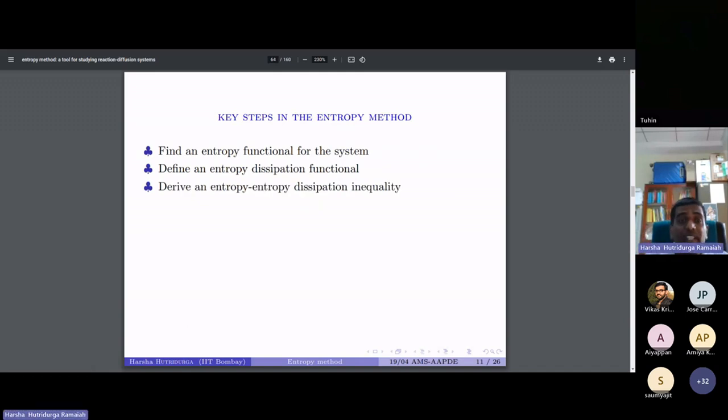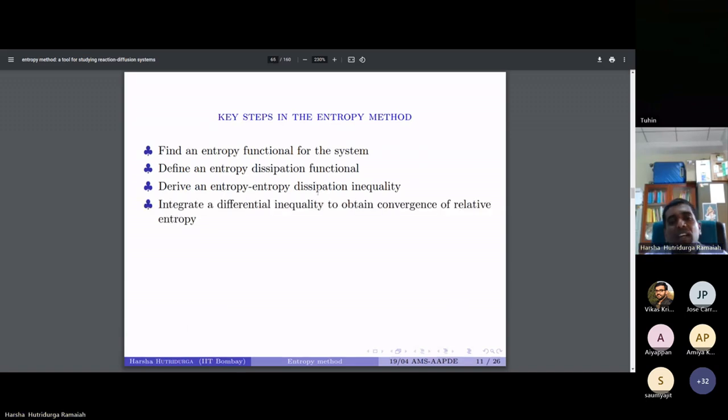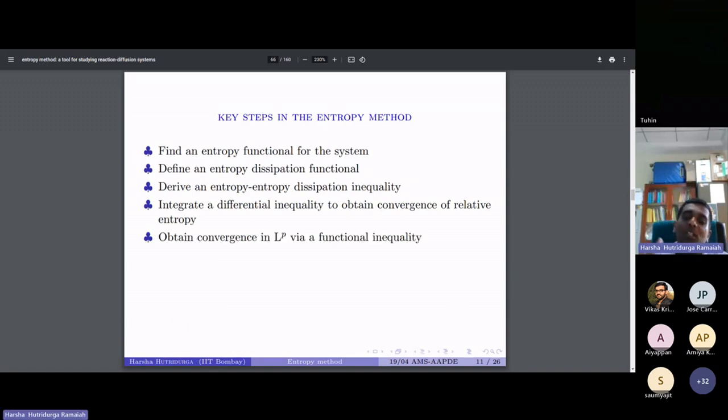And then you have to prove a functional inequality, which has, in essence, nothing to do with the problem that you're working with. So this is a result about functions, which relates entropy and entropy dissipation. And then that leads to a differential inequality. You will integrate that. That's a fancy way of saying you will use Gronwall's lemma. And then you have got convergence of relative entropy, and you use some functional inequality again to obtain convergence in L^p, which are more familiar.